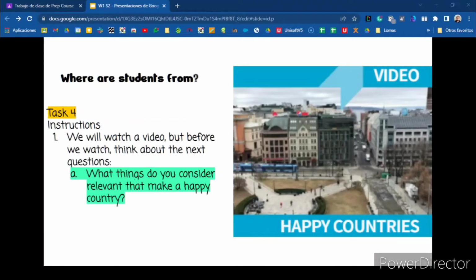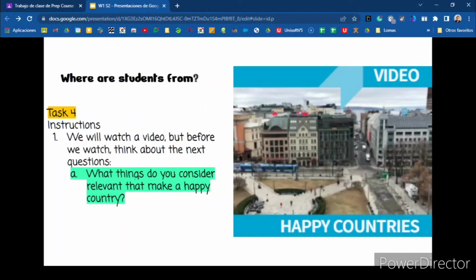This is something that sometimes we don't stop to read, and then this is the thing now. Identify what can be a happy country. And we have the next question. We're going to watch a video in a moment talking about this. This is going to be the video about happy countries.